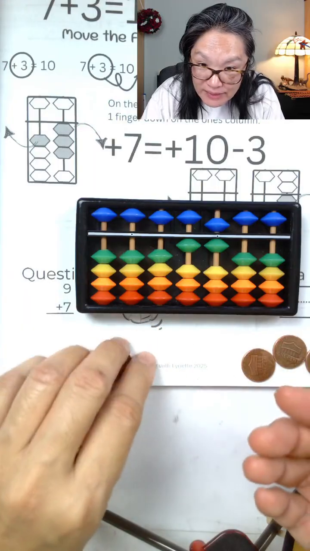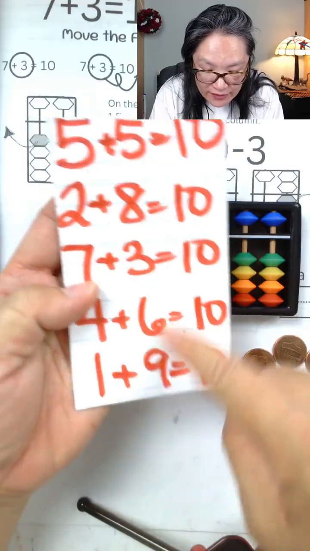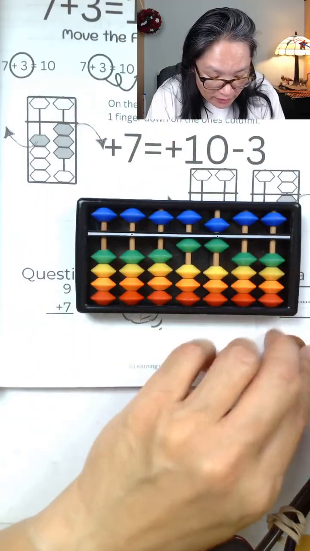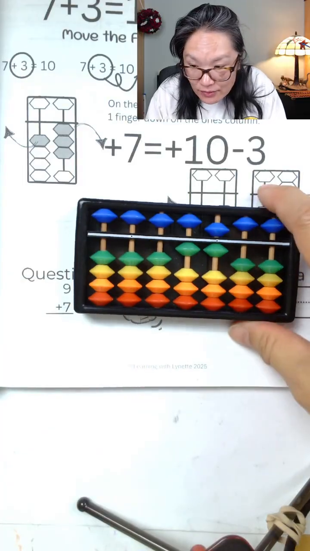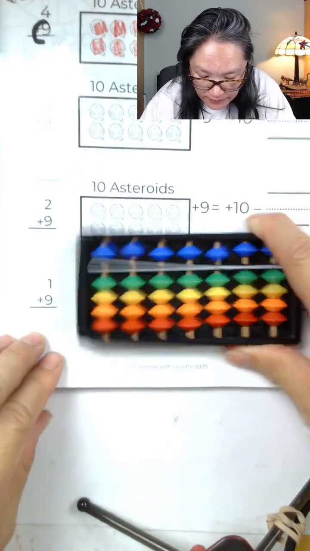Thank you, Abby. Makes sense, right? We have all of these pairs. We can do any of these pairs. Not a problem. We can do 9. Are you ready to do 9? Makes sense, right? So easy. Abacus makes everything so easy.